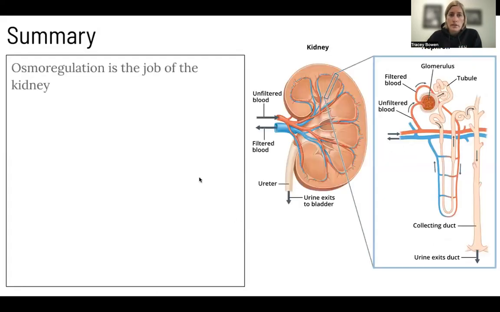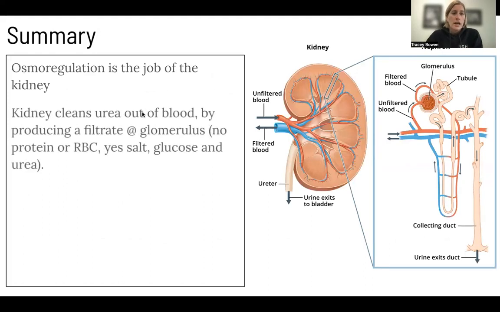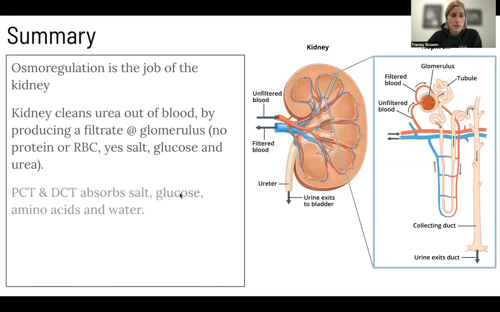So to summarize, osmoregulation and removal of urea is the job of the kidney. The kidney does this by producing a filtrate at the glomerulus, and no proteins or red blood cells are going into the Bowman's capsule, but yes, salt, glucose, and urea are going to go into the Bowman's capsule and then onwards to the proximal convoluted tubule. The proximal convoluted tubule and then the distal convoluted tubule both are reabsorbing salt, glucose, amino acids, and water. And those reabsorbed components are going to go back into the bloodstream.